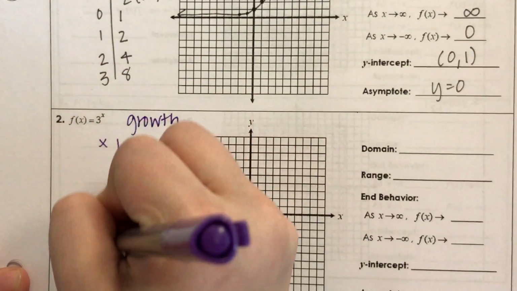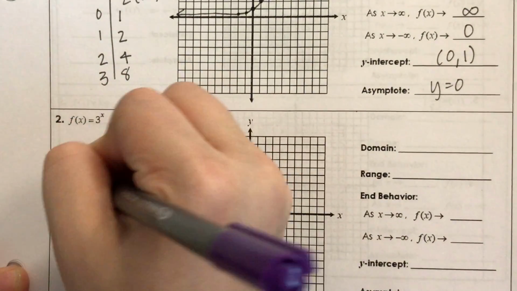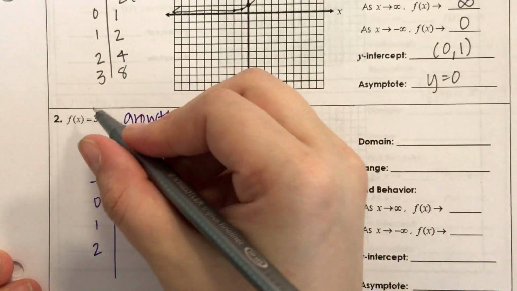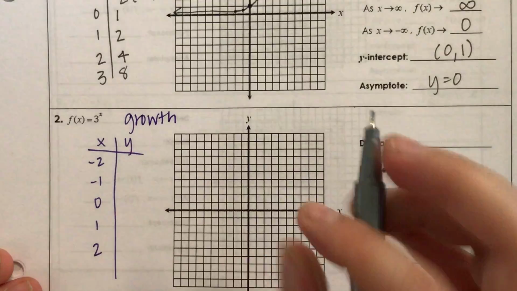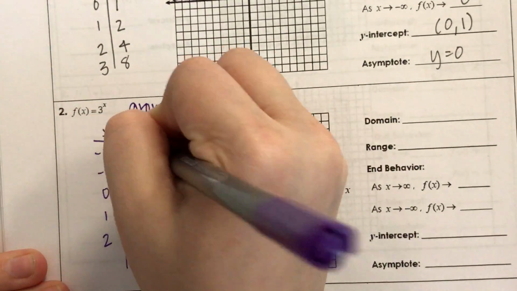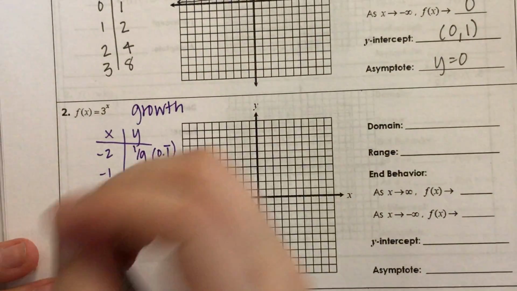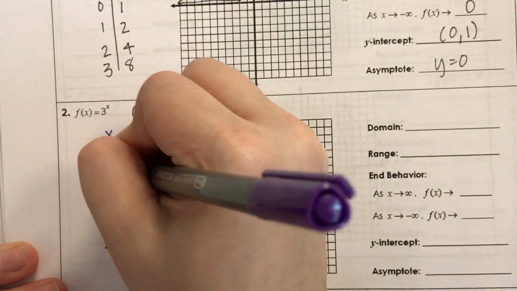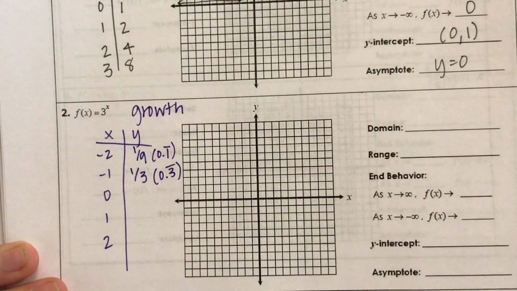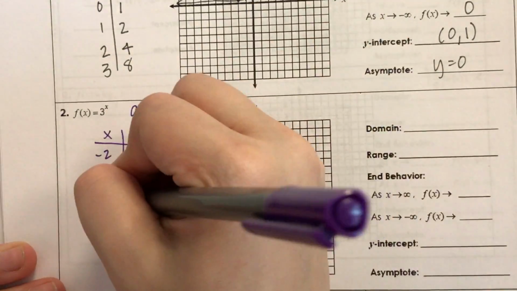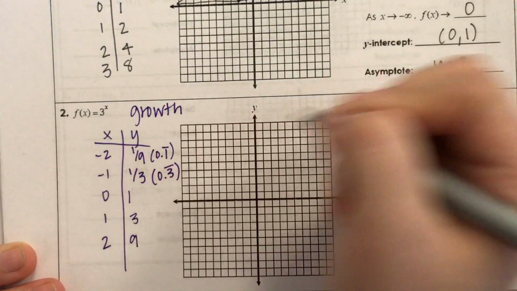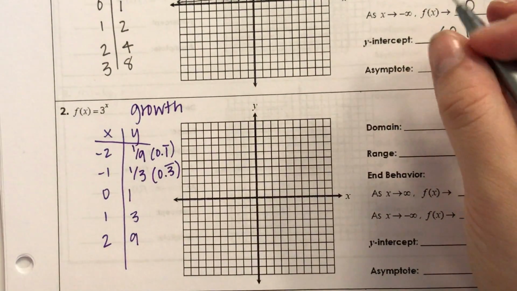Probably the same 5 we were using before: -2, -1, 0, 1, and 2. Well, 3 to the negative second power is 1 over 3 to the second power, which is 1/9. If you plug that into your calculator, you're going to get 0.1 repeating, so very, very small number. 3 to the -1 is 1 over 3, which is 0.3 repeating. 3 to the 0 power, anything to the 0 power is 1. 3 to the 1 is 3. 3 squared is 9. And I cannot fit any more on the graph, so let's just start graphing.